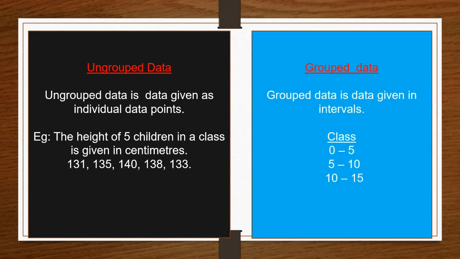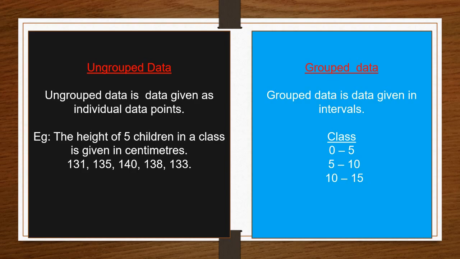What is ungrouped data and grouped data? Ungrouped data is data given as individual data points. Example: the heights of 5 children in a class are given in centimeters: 131, 135, 140, 138 and 133.